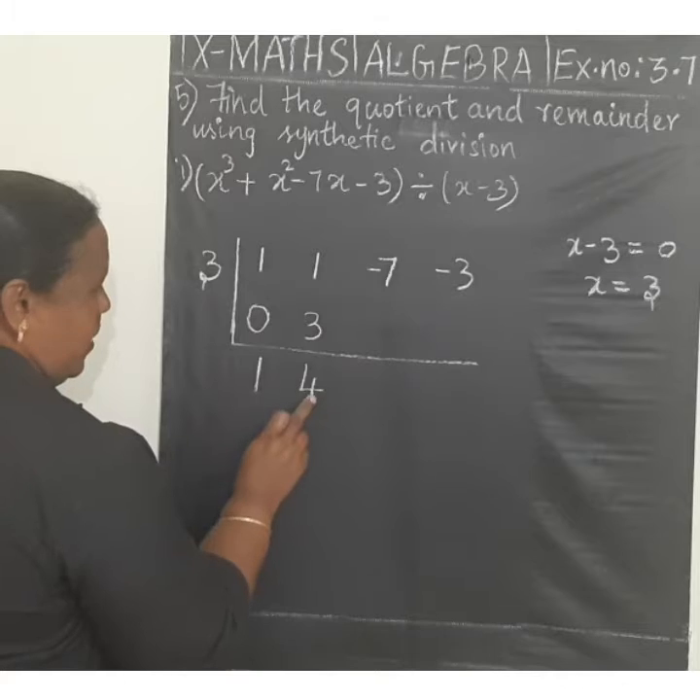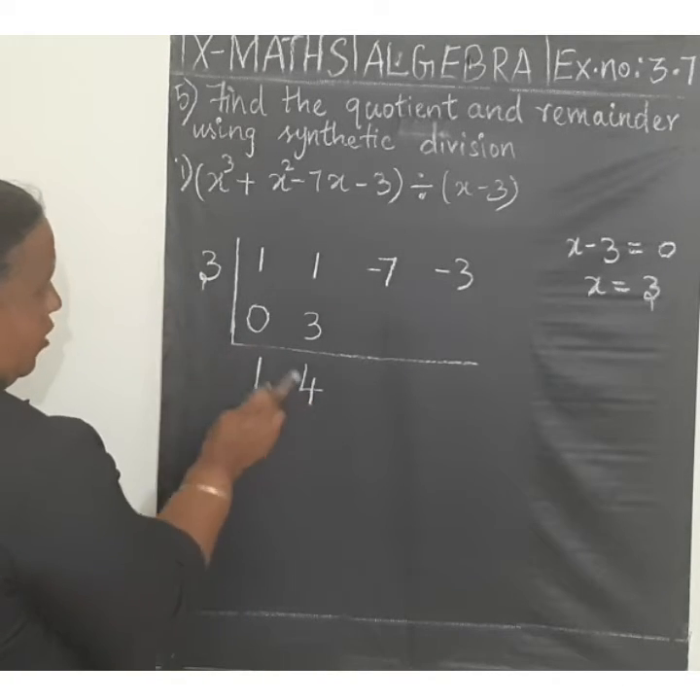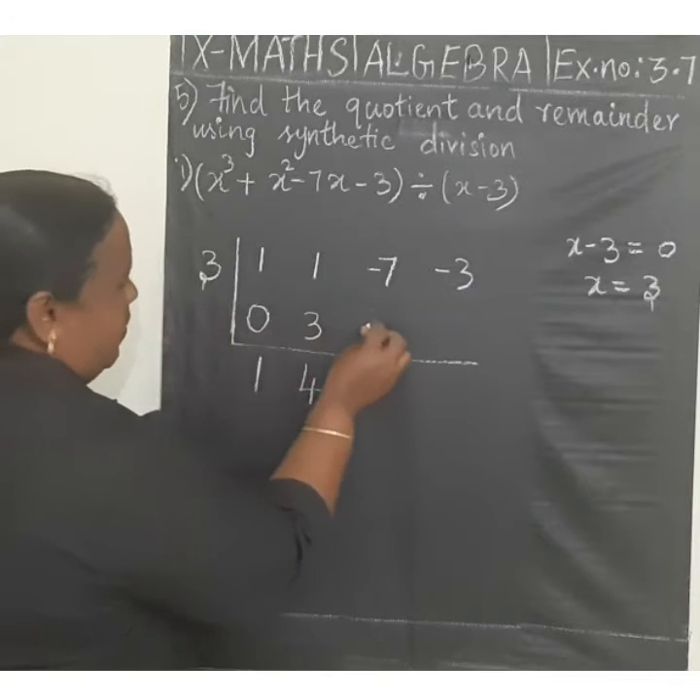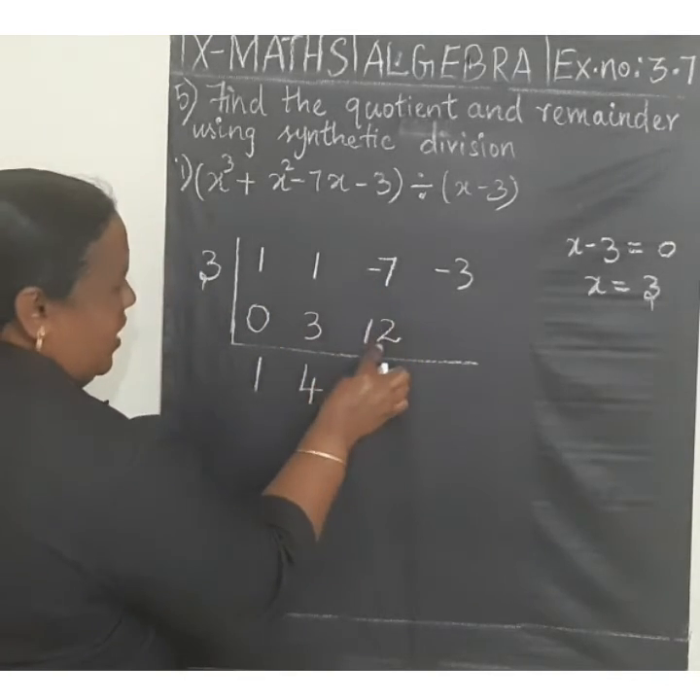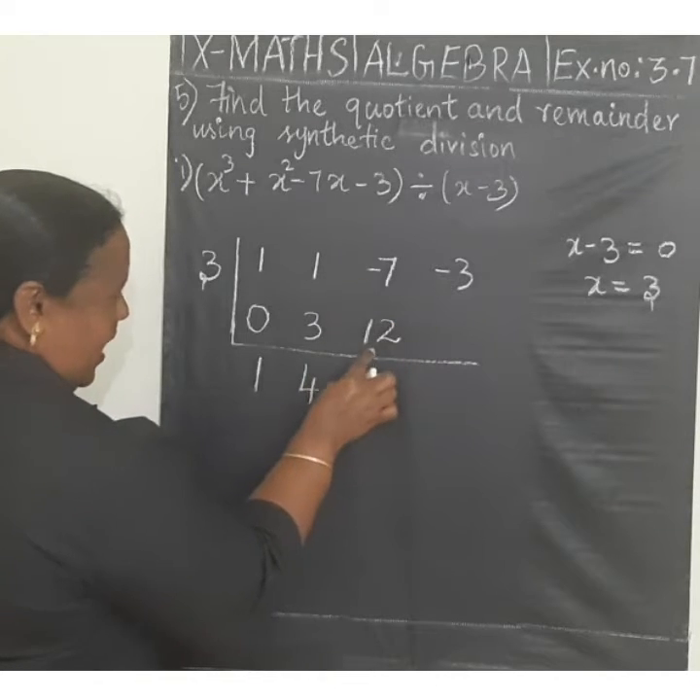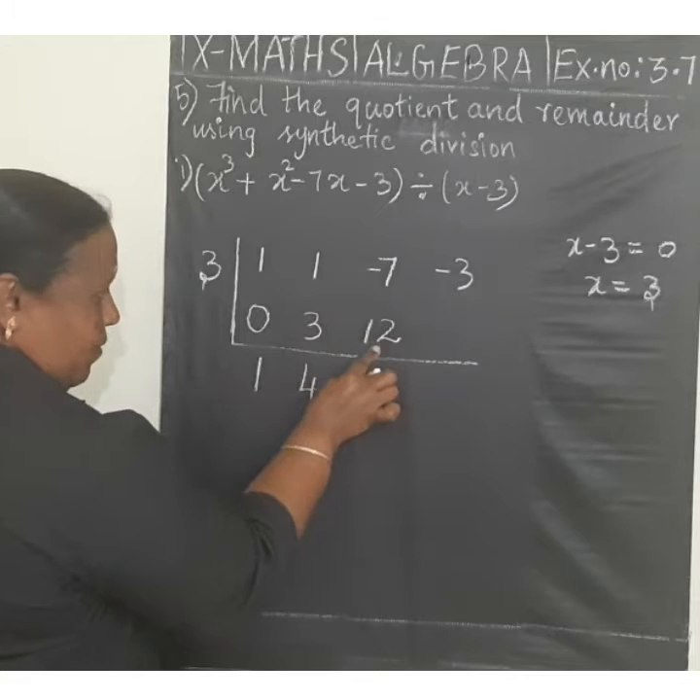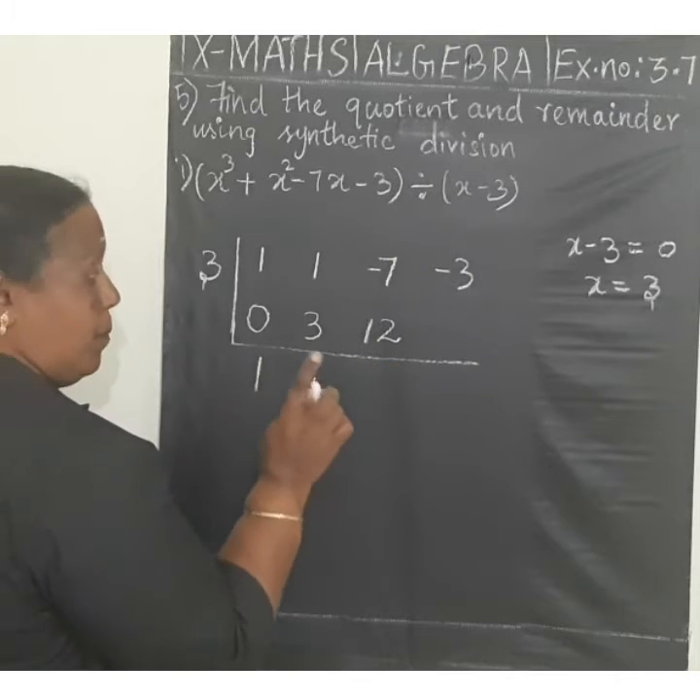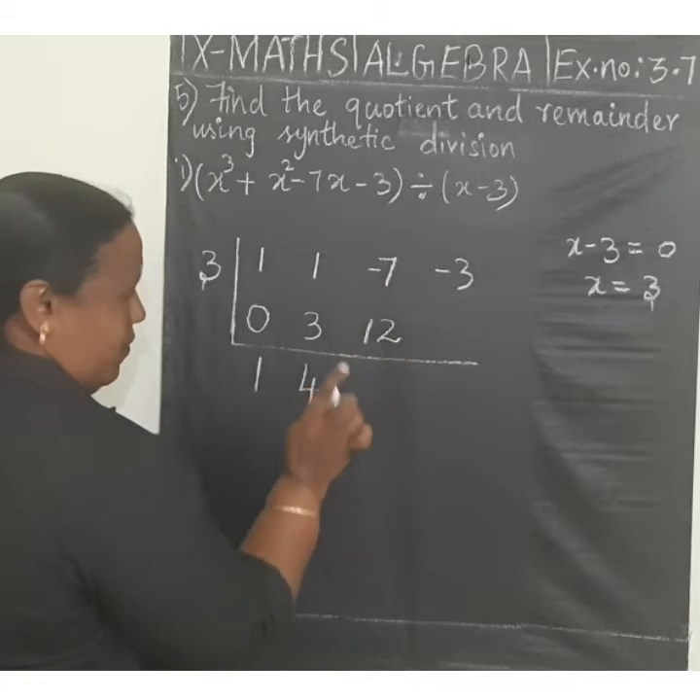Next we have to multiply this 4 into 3. So 4 and 3 we have to multiply. 4 into 3 is 12. The 12 we have to write in the third column. So minus 7 here, plus 12. When we are adding these, one is in minus sign, another one is in plus sign. So we have to subtract it. When we are subtracting, 12 minus 7 is 5.